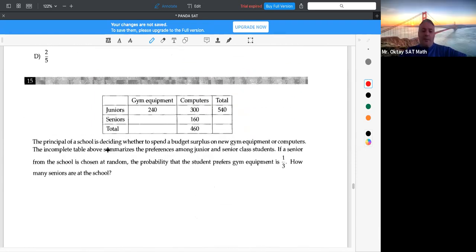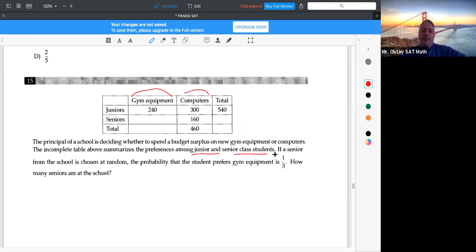Number 15. The principal of a school is deciding whether to spend a budget surplus on new gym equipment or computers. The incomplete table above summarizes preferences among the junior and senior class students. So let me make the table. It's a little bit difficult here, since I don't know this or this.